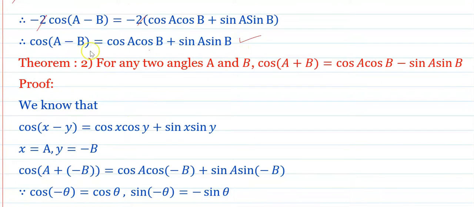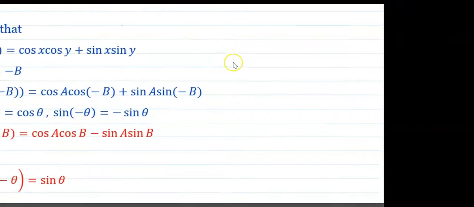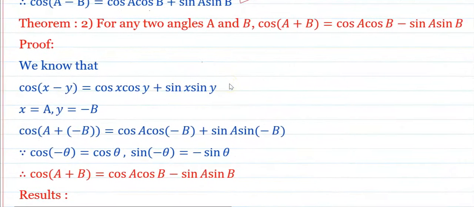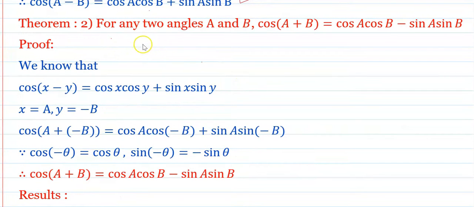That is cos of A minus B is equal to cos A into cos B plus sin A into sin B. For any two angles A and B, next, cos of A plus B is equal to cos A into cos B minus sin A into sin B. Okay. Now to prove this, I will write this cos of A plus B like this. Cos of A plus B या प्रकारे मी लिहिणार आहे. Cos of A plus B can be written as cos of A minus in bracket minus B.